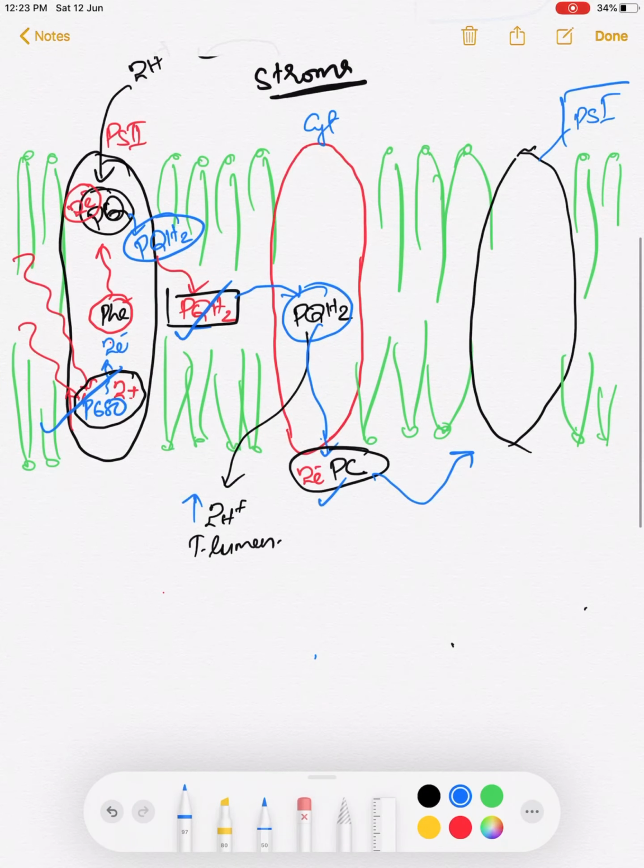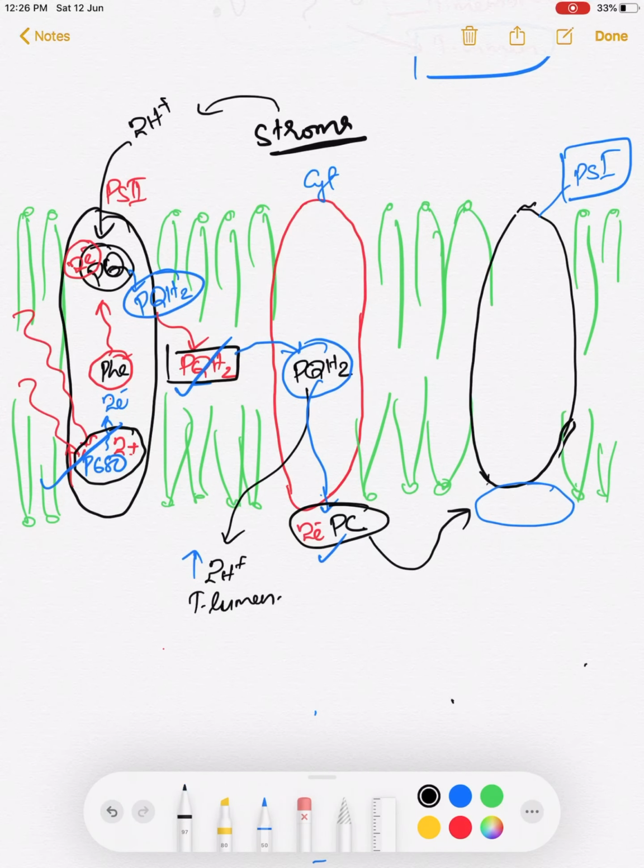This is our PS1. This is the luminal side and this is the stromal side. So this is our plastocyanin. This plastocyanin is already carrying 2 electrons. Now we have to transfer these electrons to the PS1. As you know, in the PS1, the reaction center is P700. P700 is the reaction center of the PS1.